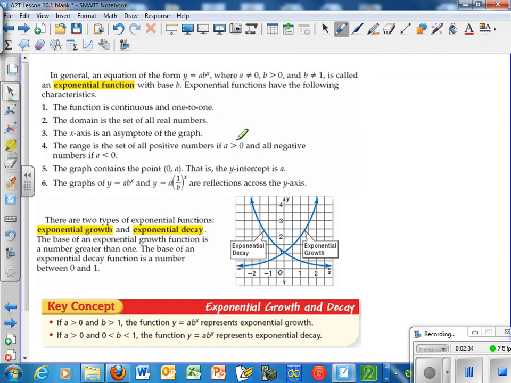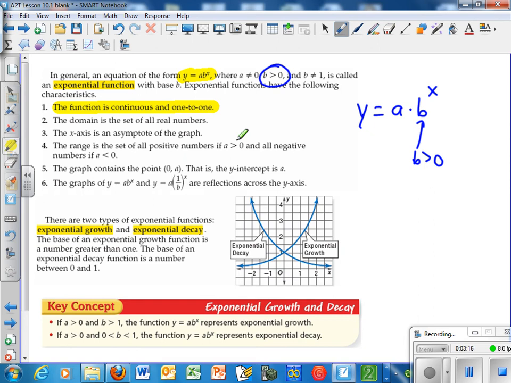Some key points, and kind of the general form here for any exponential function is y equals a times b to a power of x. A cannot be 0. The base right here, b, has to be greater than 0. And it won't be 1, because 1 to any power would be 1. So some facts about it. It's continuous and 1 to 1, so it's basically got continuity.